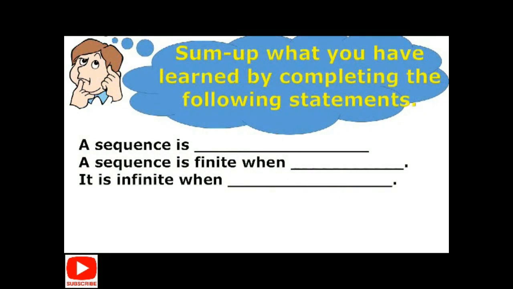What you have learned, by completing the following statements. A sequence is a number pattern in which it uses a certain rule. It could be addition, subtraction, multiplication, or division, or any other techniques. And a sequence could be finite or infinite. It is finite when it ends and has no ellipsis symbol. And when can we say that it is infinite? It is infinite when it has an ellipsis symbol. And these 3 dots are the ellipsis symbol.